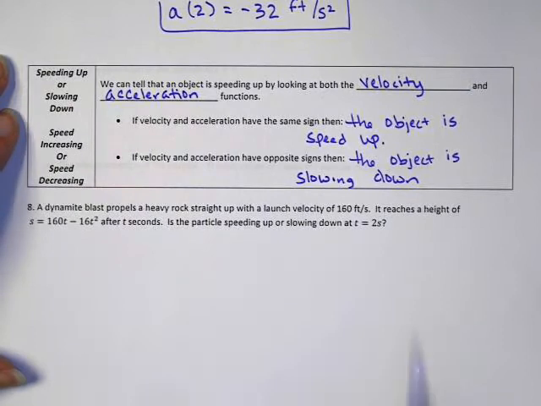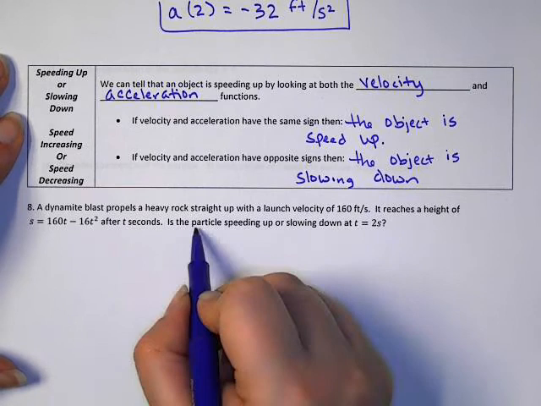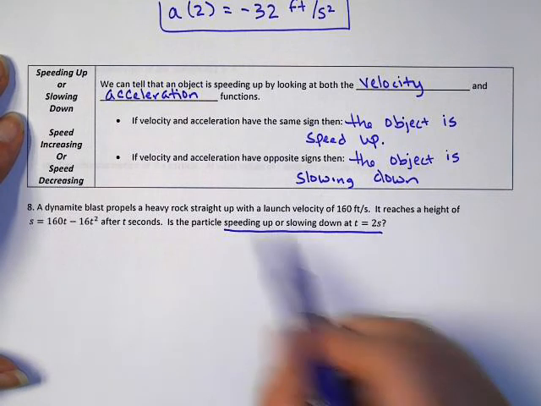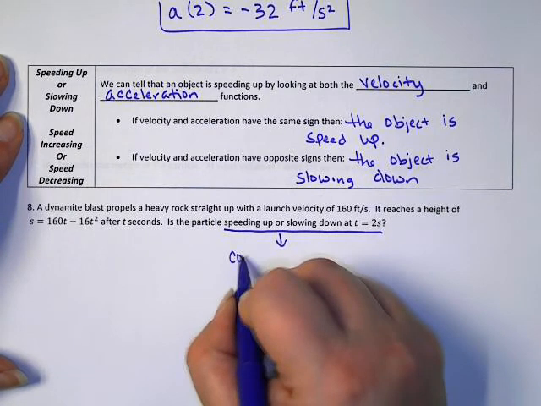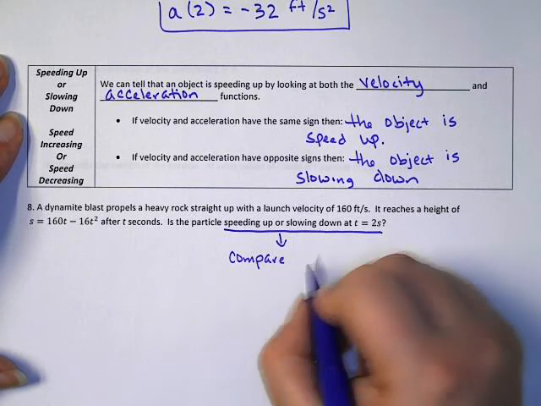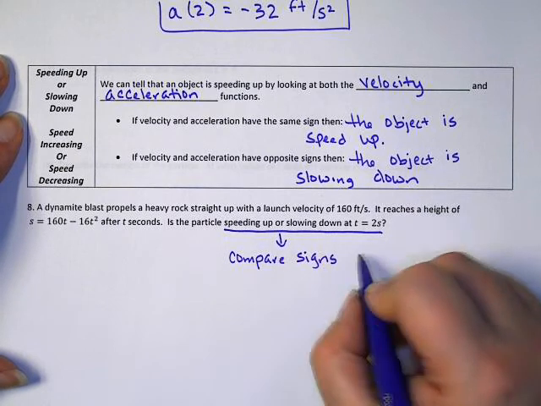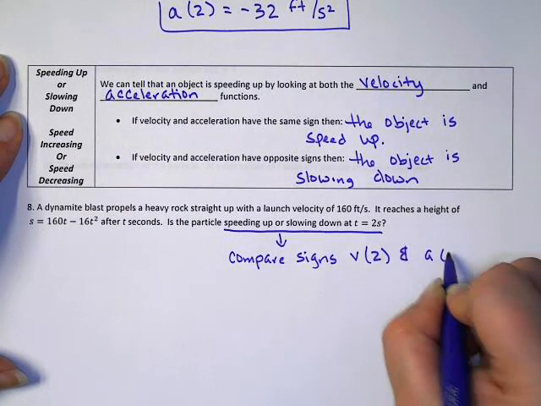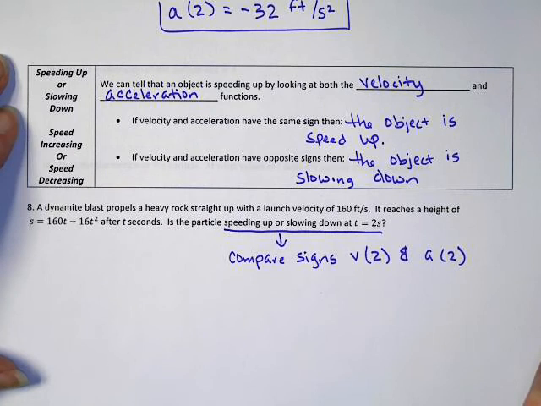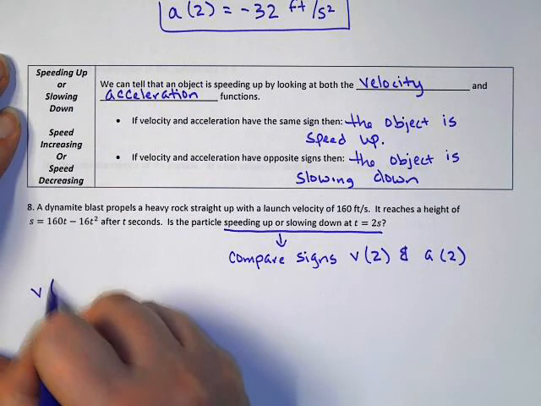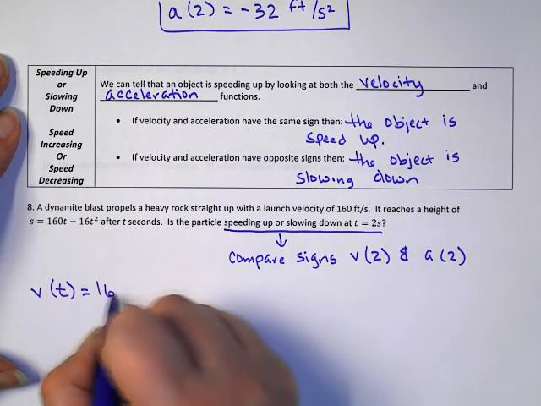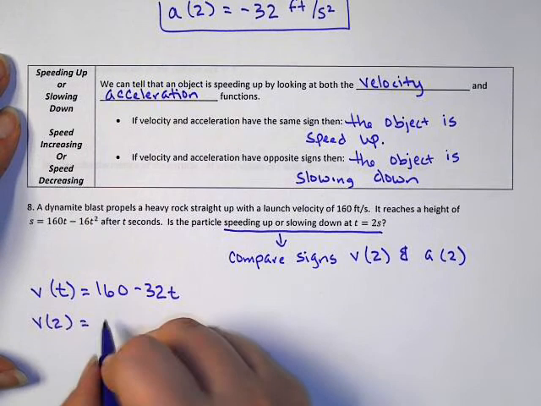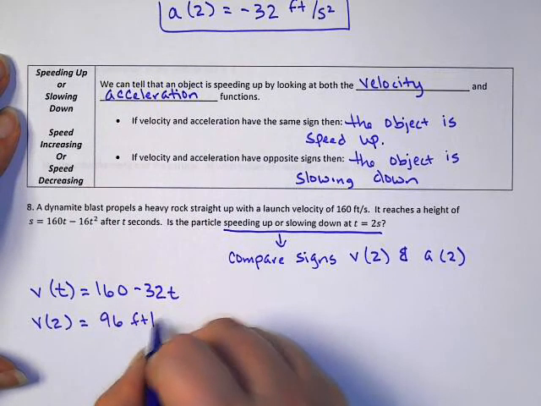So, same function, same scenario. We're looking for is the particle speeding up or slowing down at time t equals 2 seconds. Well, if I'm looking for is it speeding up or is it slowing down, we need to compare the signs of the velocity, so v of 2, and the acceleration, a of 2, because then I'll be able to figure it out. Well, we already found earlier that v of t is 160 minus 32t. We also already found that v of 2 is equal to 96 feet per second.